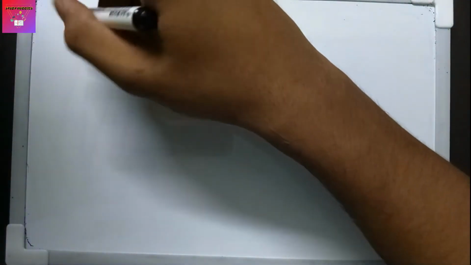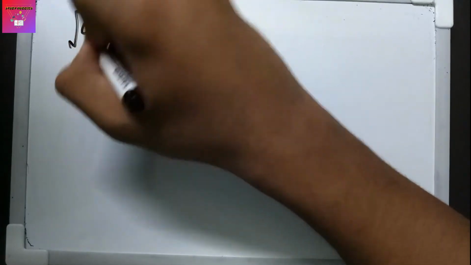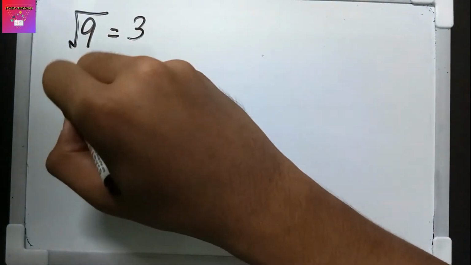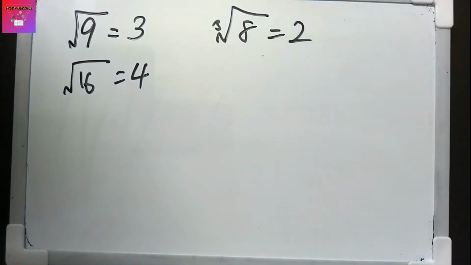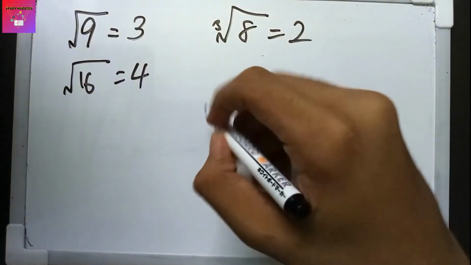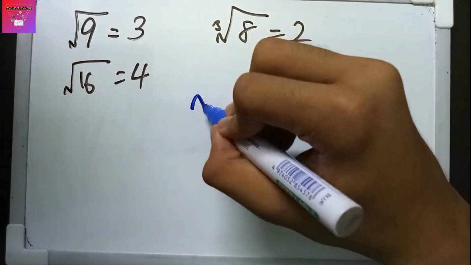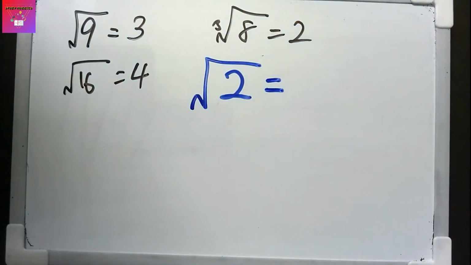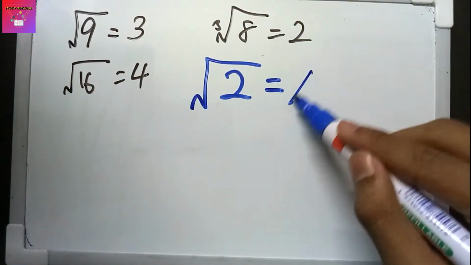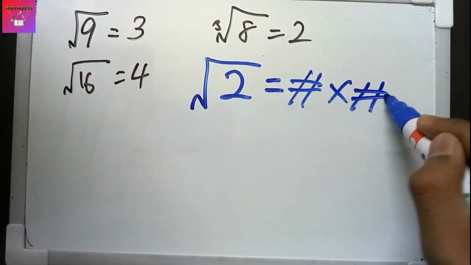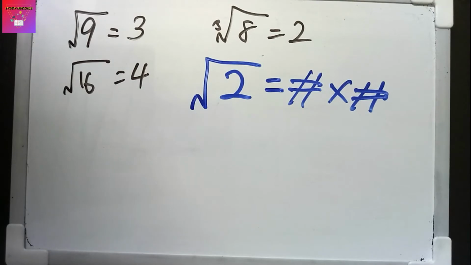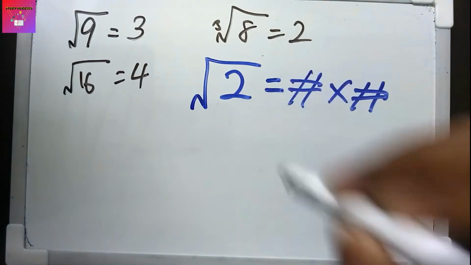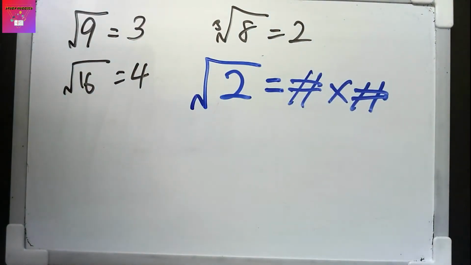Now you can see that for numbers like square root 9, you're going to get number 3, square root 16, you'll get number 4, cube root of 8, you'll get number 2, and so on. But let's say now we have a number like square root 2. As mentioned just now, you need 2 identical numbers multiplying by itself to get number 2. Can you think of any number which, multiplied by itself twice, brings you to number 2?